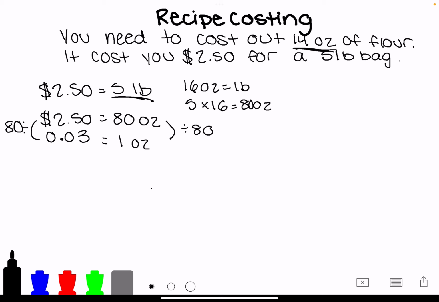So to get 14 ounces, I would multiply it by that 0.03, and that would tell me that if I used 14 ounces of flour in my recipe, it would cost me 42 cents.